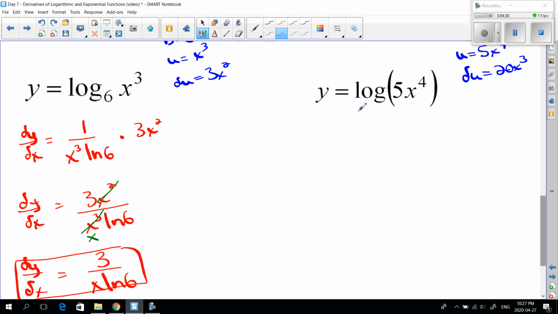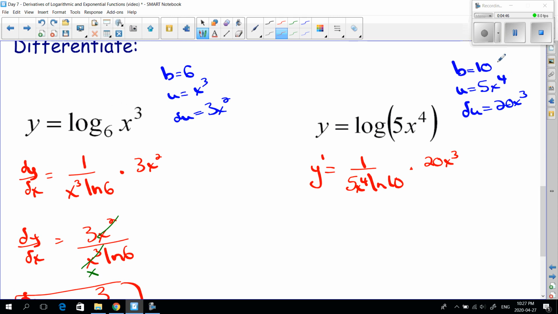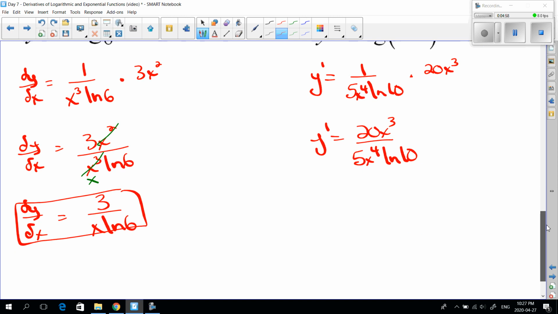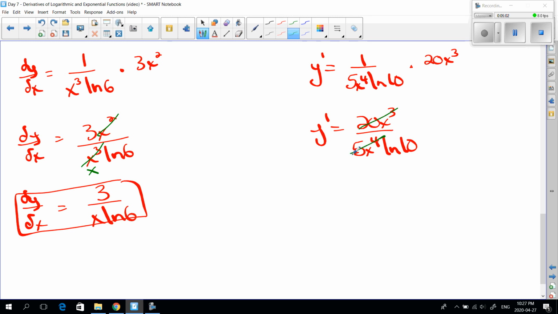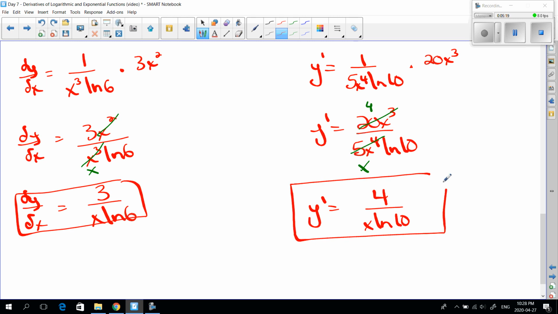Another example over here: y prime. We've got Leibniz notation versus Newton notation, makes no difference to me. It's 1 over u, so 5x to the 4th, ln 10 times du, 20x cubed. That's 1 over u ln b times du. Multiply the tops, we've got 20x cubed over 5x to the 4th ln 10. I can simplify this as well. 20 divided by 5 will leave a 4 up top and an x down bottom. So y prime is going to equal 4 over x ln 10. Final answer. That is the derivative.